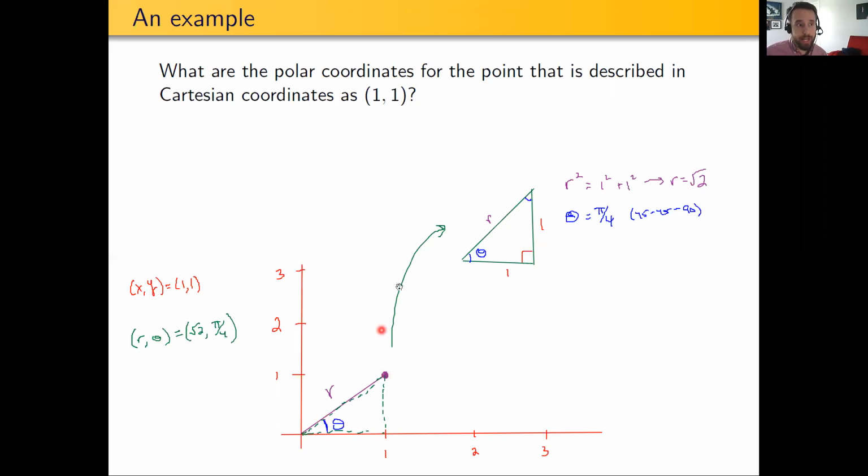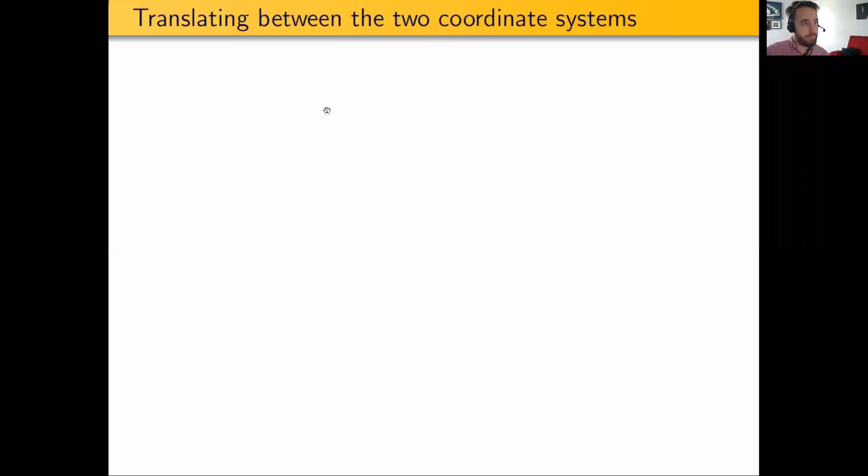Can we generalize this now to be able to describe any point in the xy plane using either Cartesian coordinates or polar coordinates? Or in other words, if I know what my point is in Cartesian coordinates, can I always find it in polar coordinates? In other words, how do I translate between the two? So that is what we will explore now.